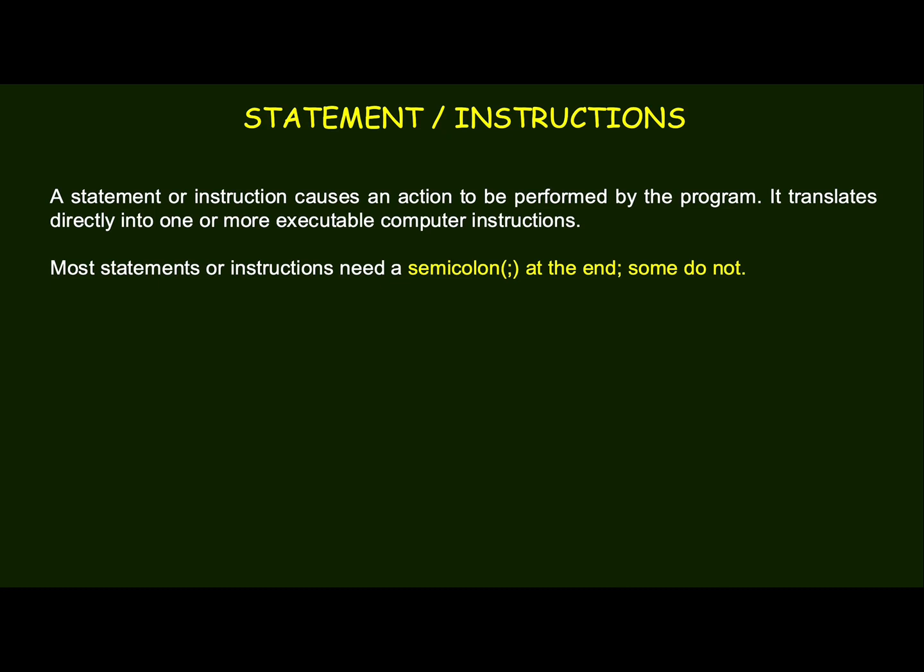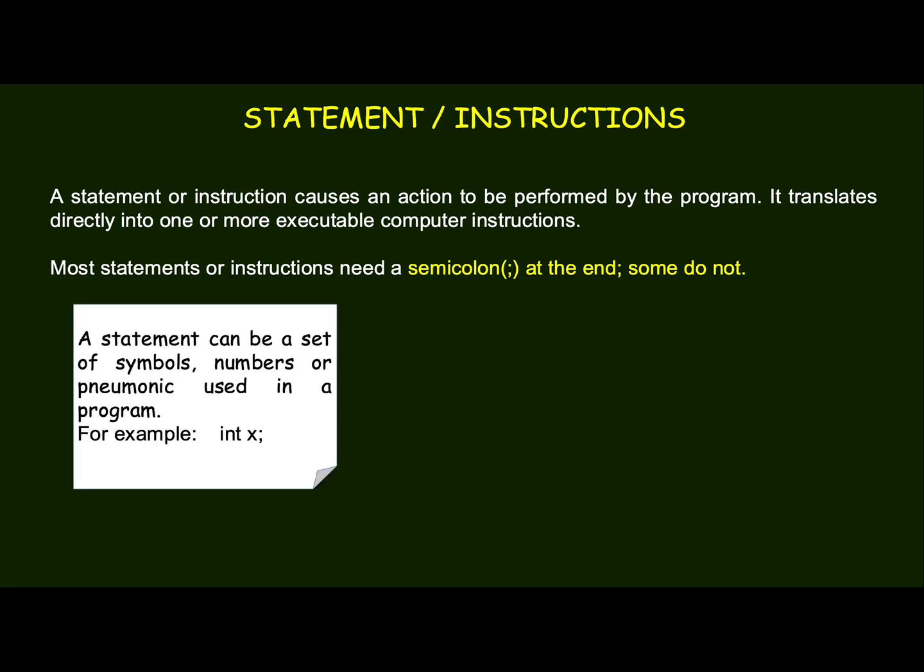Some statements come with a semicolon, giving a break between the statements or instructions that you code for the program, or the machine, to understand. But some statements come in such a way that they don't need the semicolon, but they can still be classified as statements or instructions. Now, let's note this: a statement can be a set of symbols, numbers, or mnemonics used in a program.